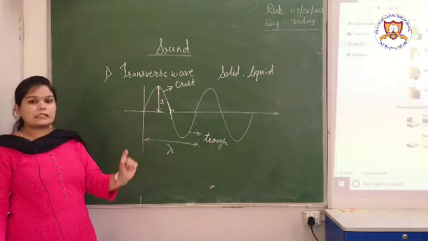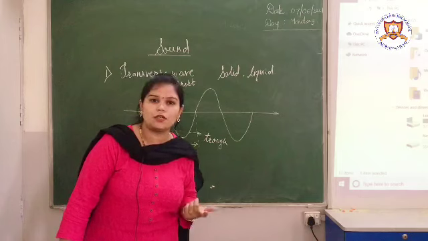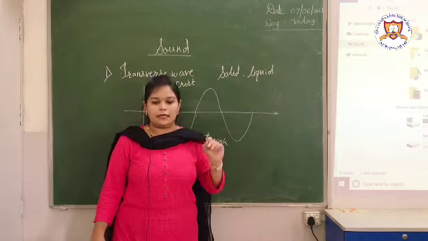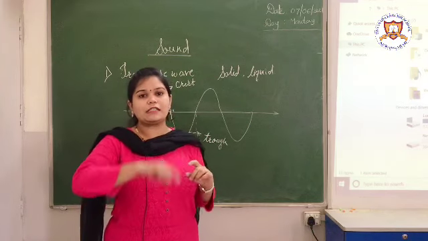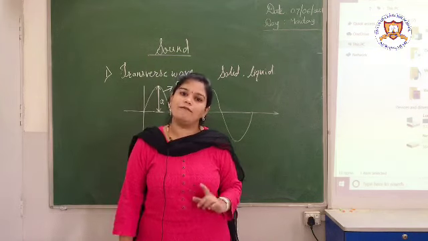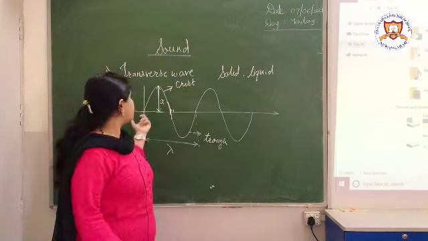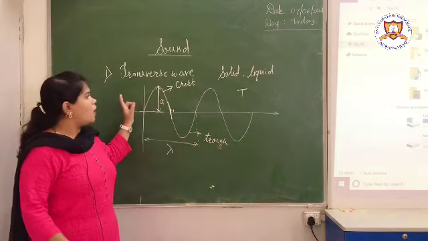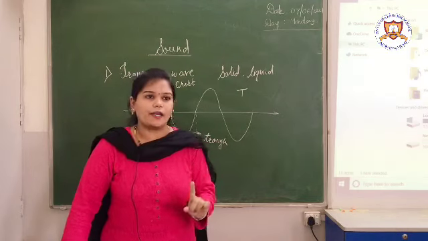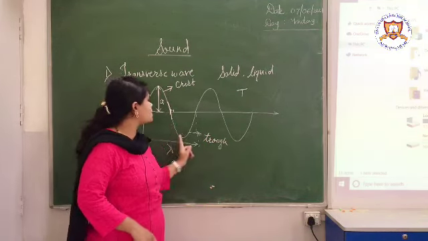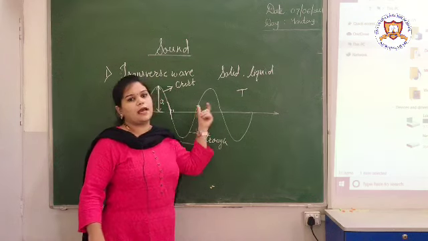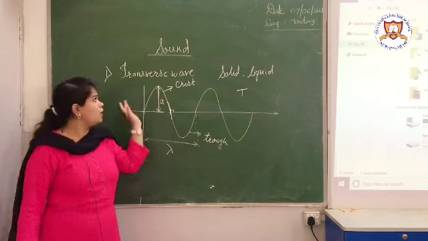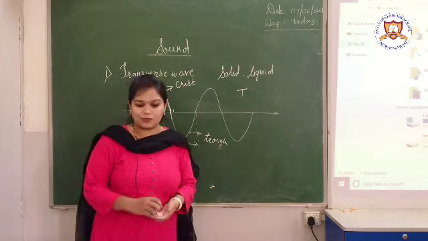The successive distance between two compressions, or two crests, or two troughs, we can say is a wavelength. So one cycle completes in one wavelength. What is the time period for this wave then? Time period means the time required to complete one crest and one trough. So that covers the first wave, the transverse wave.